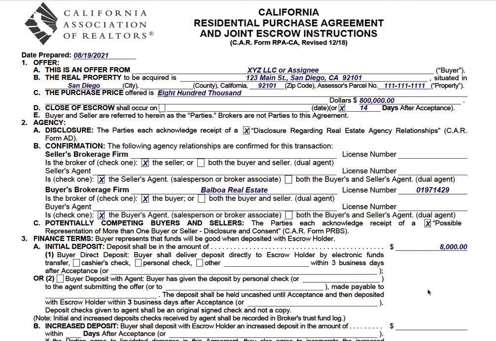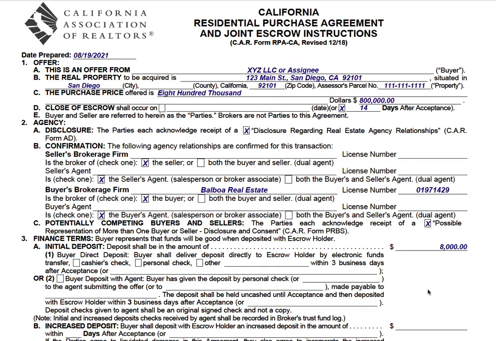This is a tutorial on how to draft a California residential purchase agreement as an investor or a flipper or a wholesaler or anyone that would be looking to get a good deal and write an aggressive offer. We'll start by using the standard RPA.